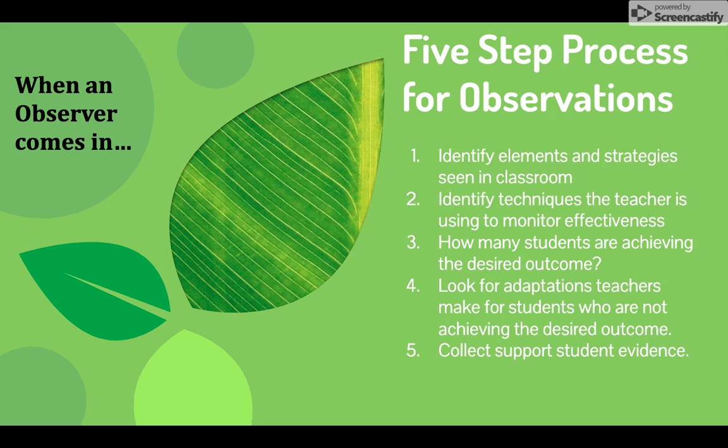So the observation process has 5 steps. There's identifying the strategies that are seen in the classroom. There is identifying what the teacher is doing to instruct and what techniques. There's a piece to see if students are meeting those desired outcomes. The 4th piece is adaptations teachers are making for the students who aren't really meeting those desired outcomes. And then the biggest piece is this evidence. We've always wanted to see evidence, but it's actually a bigger component this year.